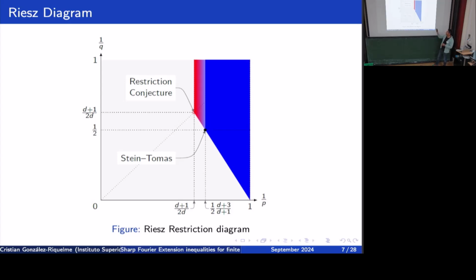And I think the first one that went farther than this Stein-Thomas endpoint was Bourgain, who really studied deeply some connections with Kakeya sets. So this is still very open in dimensions higher than 2.